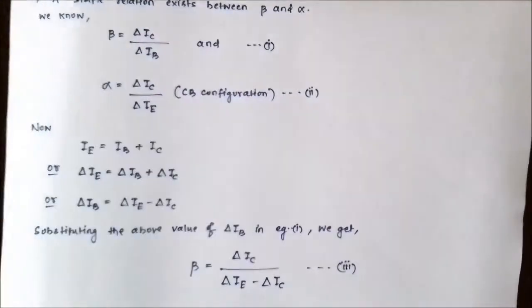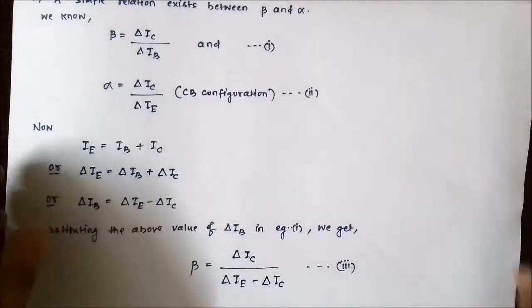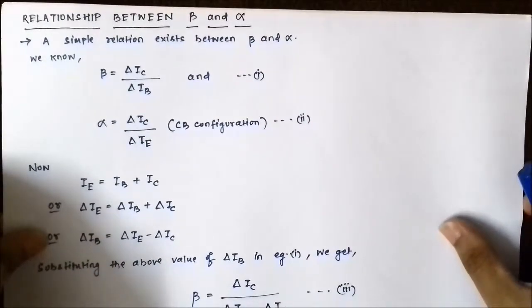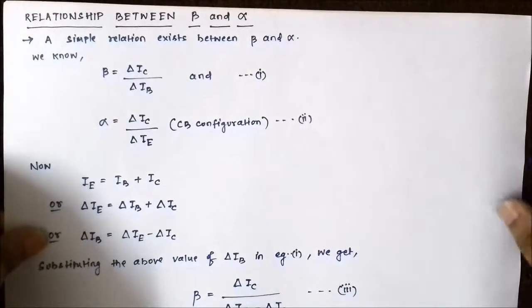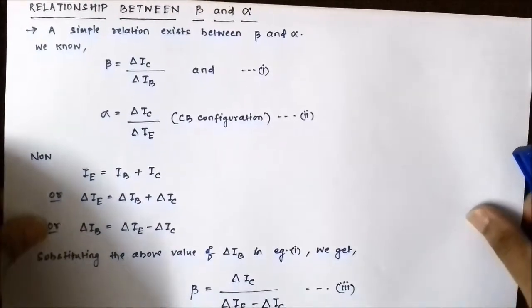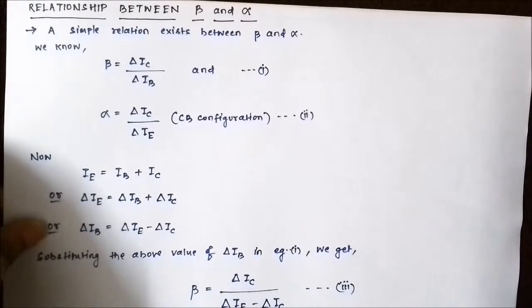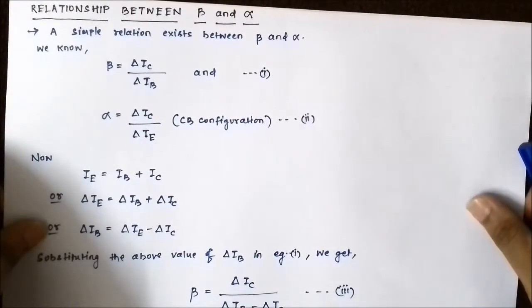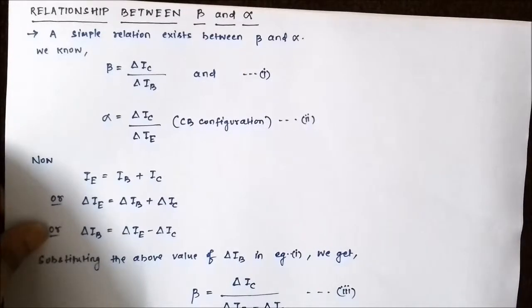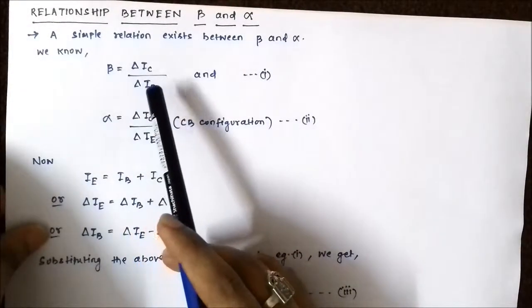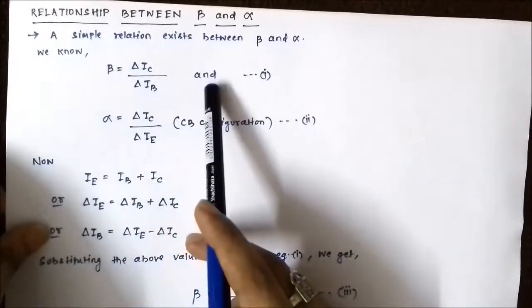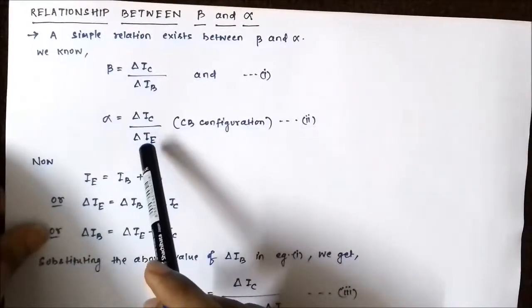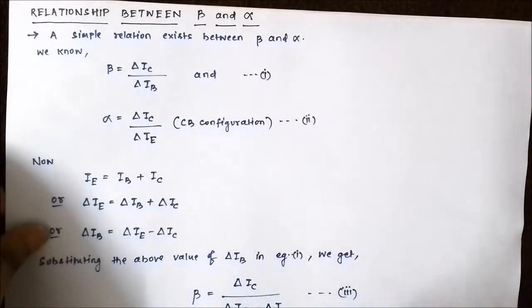Next is the relationship between beta and alpha. That is, the current amplification factor for common base configuration, alpha, and the current amplification factor for common emitter configuration, beta. Now, first we know beta is delta IC by delta IB, output by input current, for common emitter, and alpha is delta IC by delta IE for common base configuration. We know these two things.